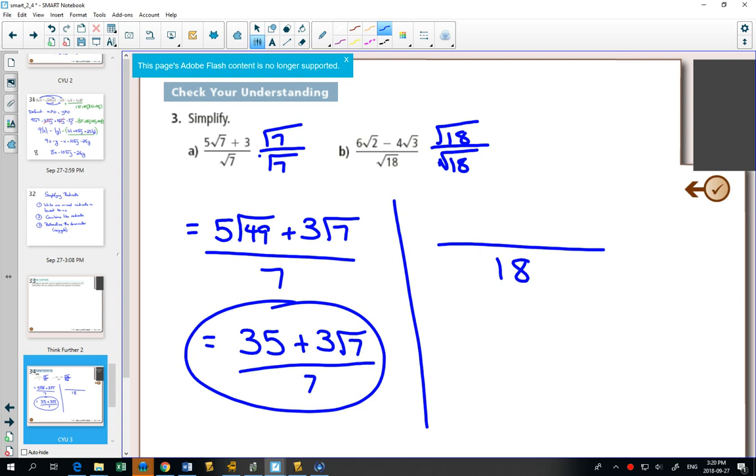If I distribute on the top, I'm going to get 6 root 36 minus 4 root 54. Is there anything I can simplify? What's the square root of 36? 6. 6 times 6, that will be 36. Minus, can I simplify the square root of 54?